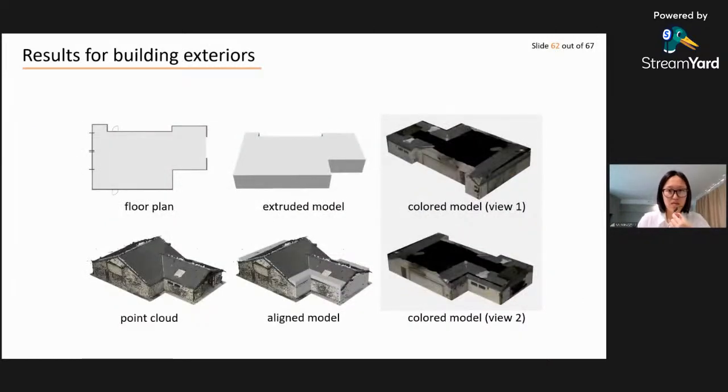The pipeline is also applicable to building exteriors. In this case, the point cloud of the output scene may contain structures that are absent from the floor plan. For instance, the roof structure cannot be inferred from the floor plan.